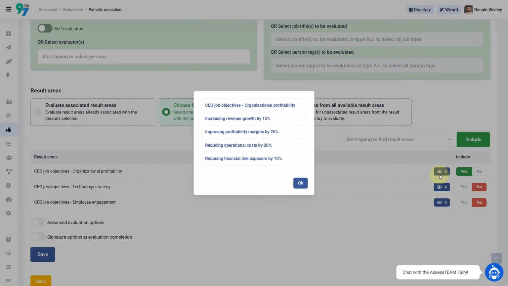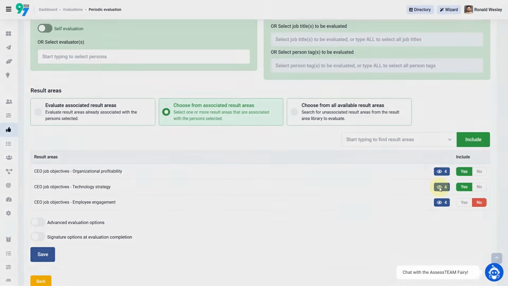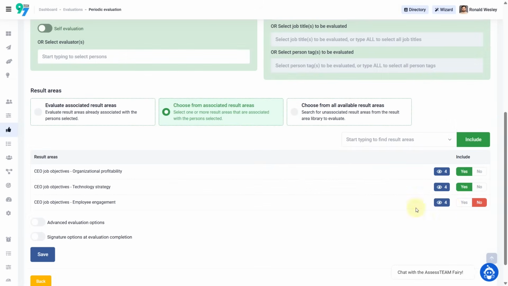The board members will evaluate the CEO on KPIs, such as increasing revenue growth, improving profitability margins, reducing operational costs, and reducing financial risk exposure. The CTO will evaluate the CEO on KPIs, such as increasing innovation and technology adoption, reducing technology debt, improving product development cycle time, and reducing IT operational costs.